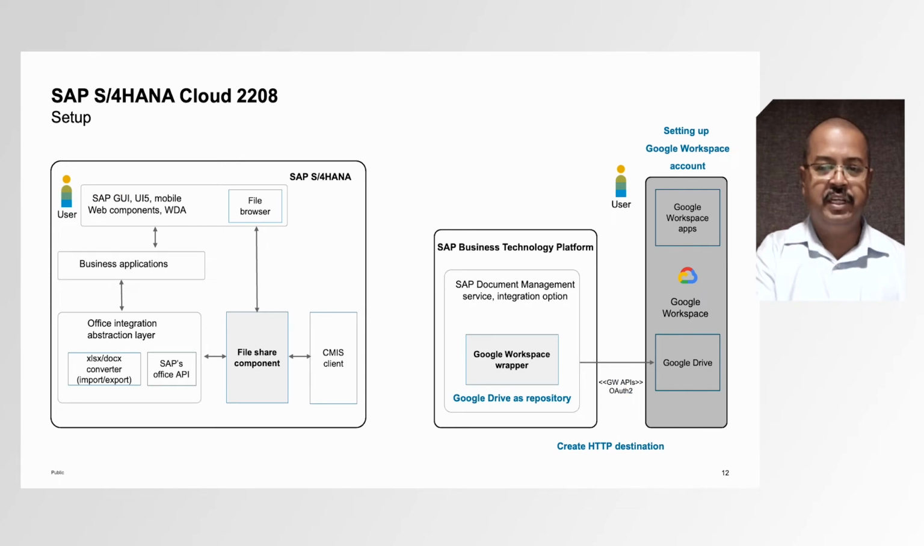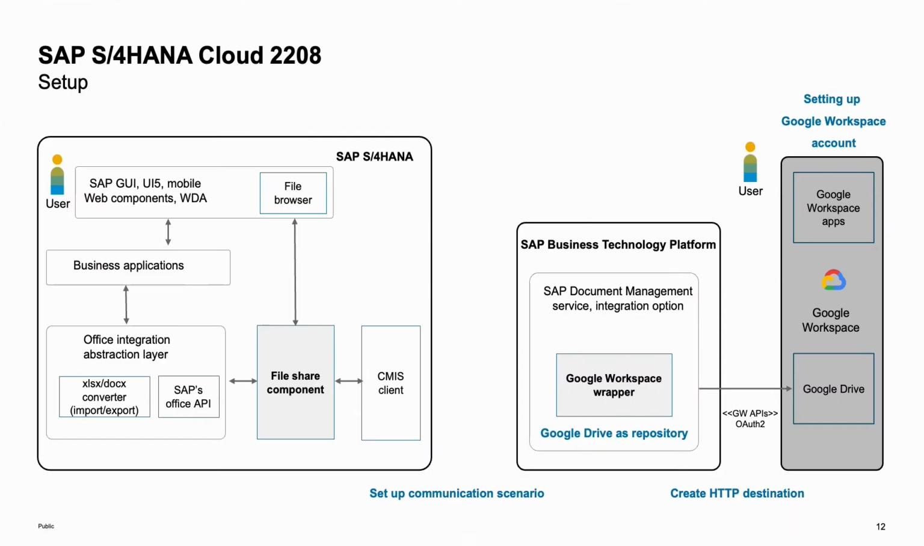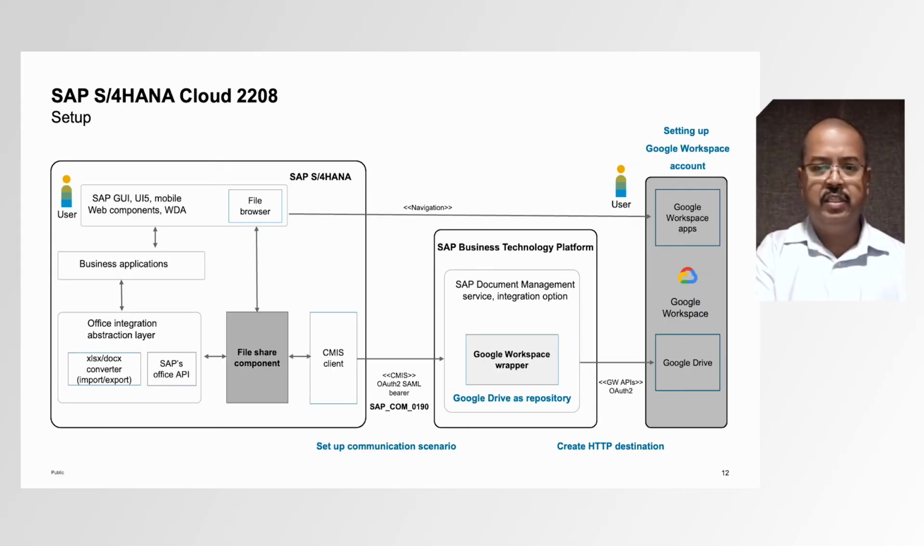And at the last, we need to configure the communication arrangement 0190 for outbound communication from S/4HANA system to BTP. The file share component is also configured in this step itself. And with that, we close setup. And once the setup is done, end users can seamlessly work with both S/4HANA and Google Workspace.